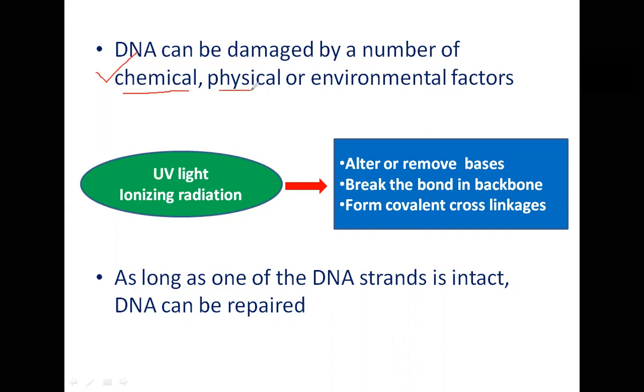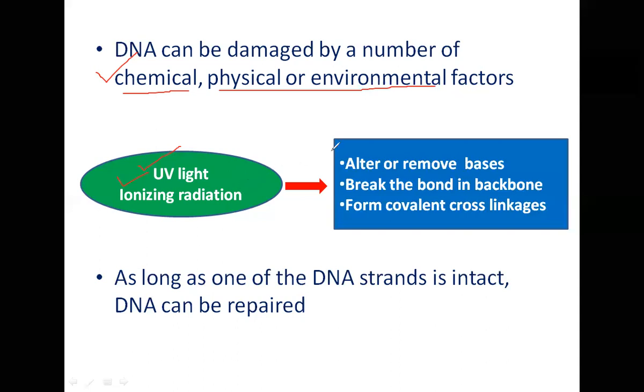In addition to the chemicals, there are physical and environmental factors also which may cause change in the nucleotide sequence. In this lecture, we'll concentrate on these physical or environmental factors. There are two main ones. One is UV light and the second one is ionizing radiation. Ionizing radiation means radiations like X-rays, gamma rays, or all other radiations which have a wavelength shorter than UV light.